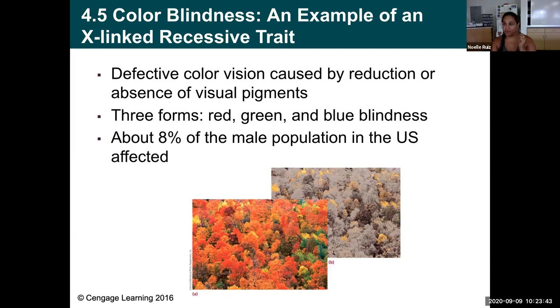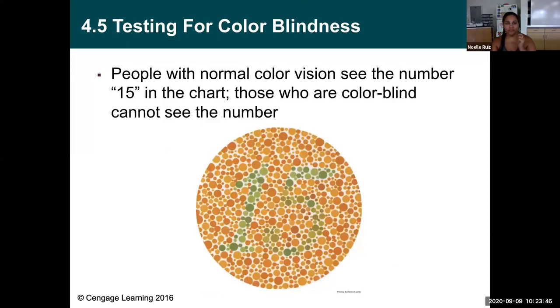And then here's a test for you. It lets people with normal color vision see the number. You should see the 15 in the chart. Those who are colorblind cannot see the number. So if you can't see the number, there is a chance you are colorblind. And there's actually a company, I should have linked the video, I can link the video later. Valspar is a paint company, but they've also made glasses for colorblind people so they can actually see colors. And it's actually a really sweet video.